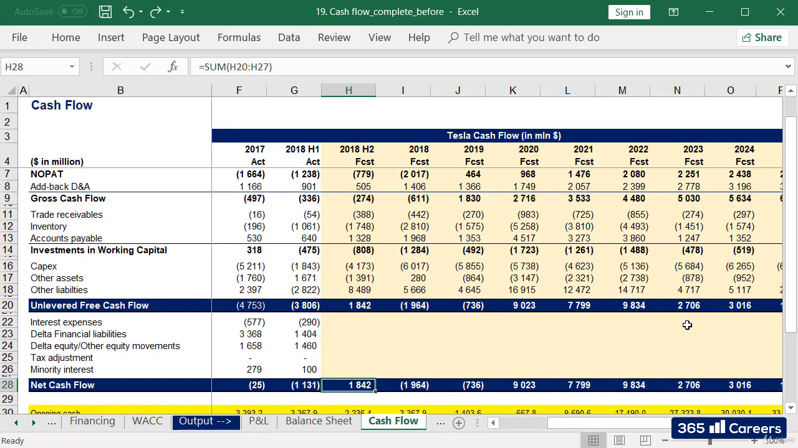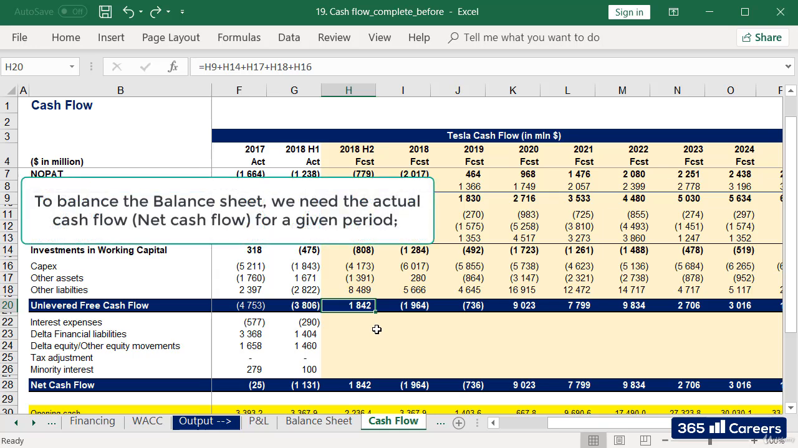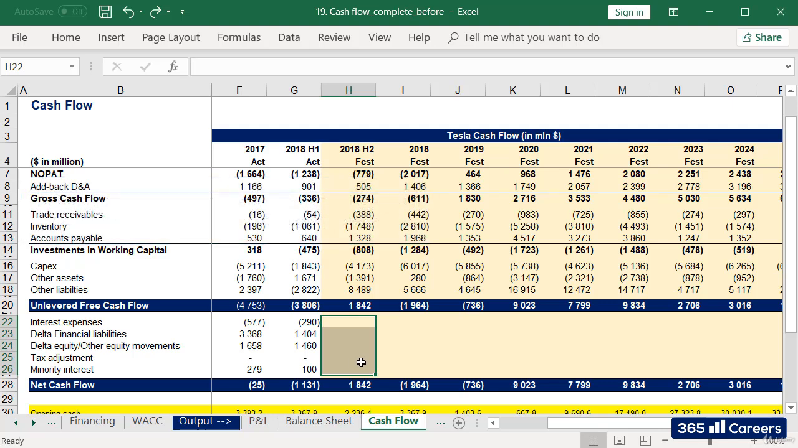Unlevered free cash flow is a theoretical measure we calculated to obtain the company's cash flow if it was completely debt-free. We'll use this measure to obtain a company valuation that is independent of capital structure, enterprise value. However, to balance the balance sheet, we need the actual cash inflow or outflow for a given period. This cash inflow or outflow is also known as net cash flow. This is why we'll need to consider several items related to the company's capital structure, debt and equity movements.